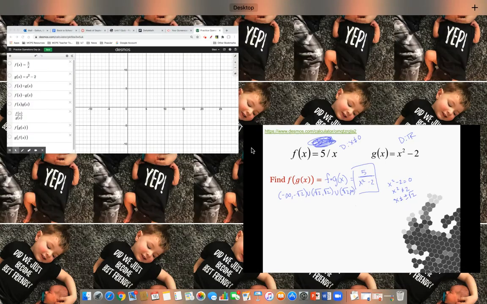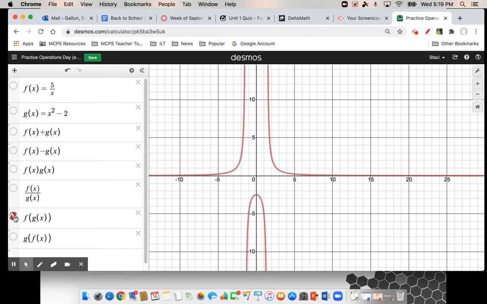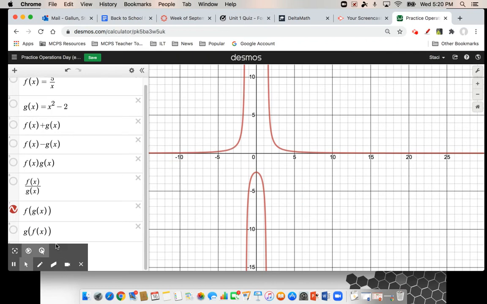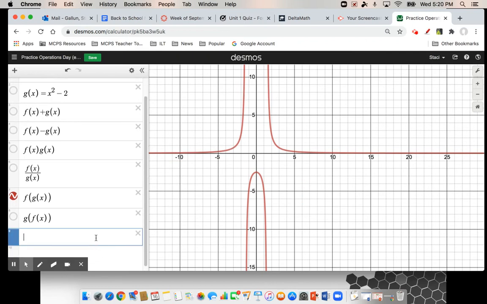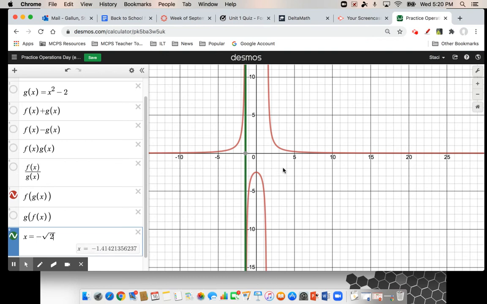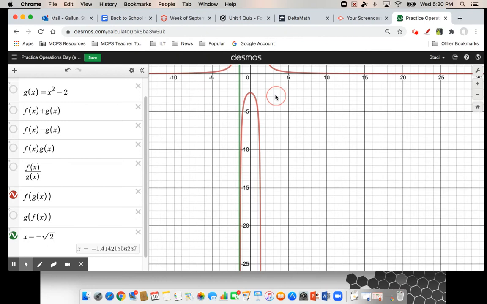Right, so let's take a look at f of g of x. I can't really see it that well, but there's this asymptote. Let's go ahead and type in x equals negative square root of 2. And you see, I get this line. How neat. That's actually my asymptote. I can find it, and I can see that I'm getting exponentially close to it.